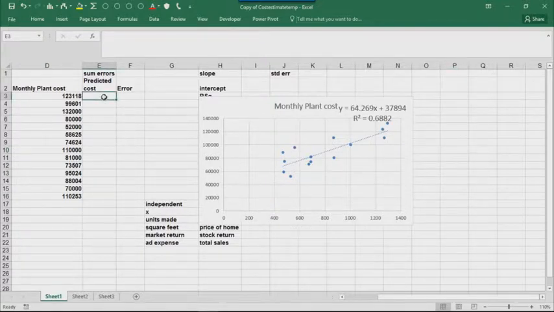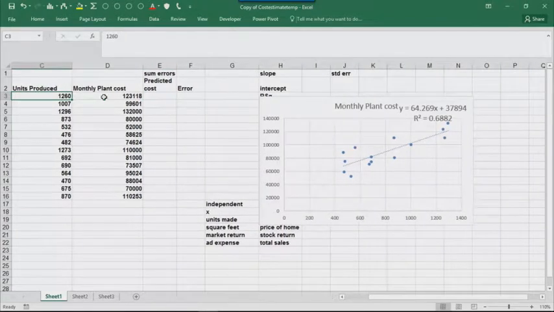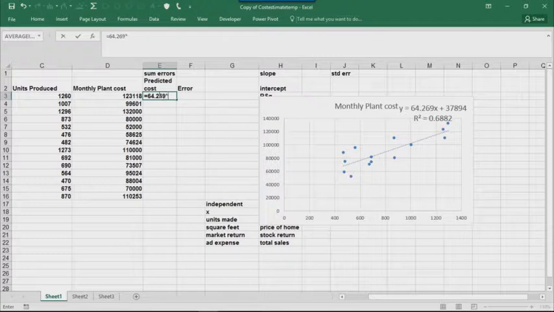Okay, now can we put in our spreadsheet what the predicted cost would be for every month? In other words, make this prediction equation operative. Well, we would take equals the slope, 64.269 times the units made, and add that 37,894.